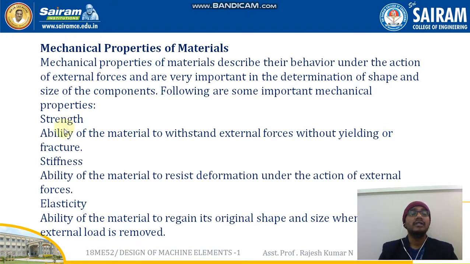So how can I define strength? Strength is nothing but the ability of your material to withstand external forces without yielding or fracture. The second important property is stiffness. It can be defined as the ability of a material to resist deformation under the action of external forces. And the third mechanical property is elasticity, which is the ability of a material to regain its original shape and size when the external load is removed.